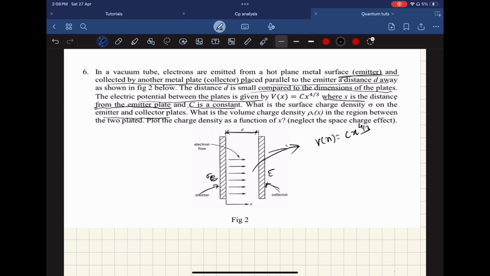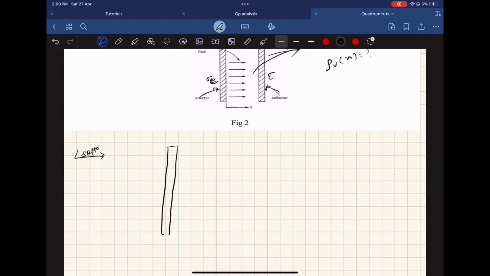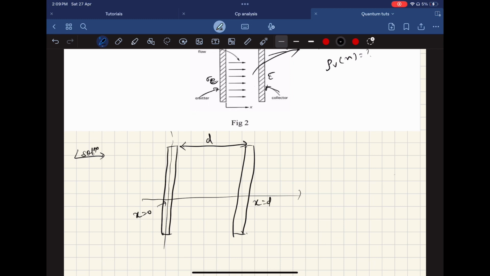And what is the volume charge density rho v in the region between the two plates? So we have to calculate rho v as a function of x, and we have to plot the density as a function of x. So how can we calculate sigma first? Let's solve. In this question, there is an emitter plate and a collector plate, and the distance between them is d. Let's assume our coordinate axis has x equals 0 here and x equals d here. We are given V of x equals Cx to the power 4 by 3.